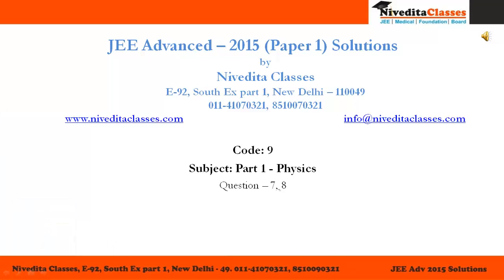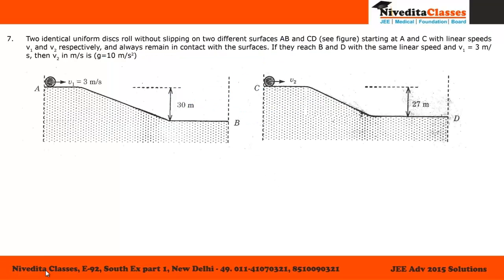Okay, friends, let us discuss question number 7 and 8 of physics of paper 1 of JEE Advanced 2015. In question number 7, we are given that we are rolling two discs and they have the final linear speed. If I take B and D as my reference point, I can say that they have only kinetic energies and they have the same kinetic energy.